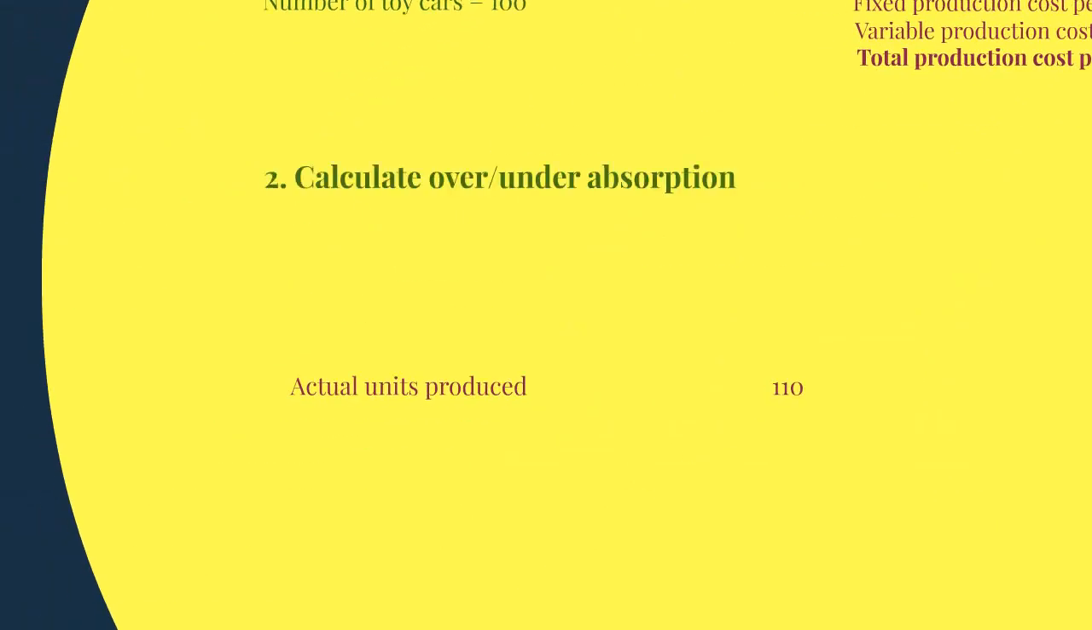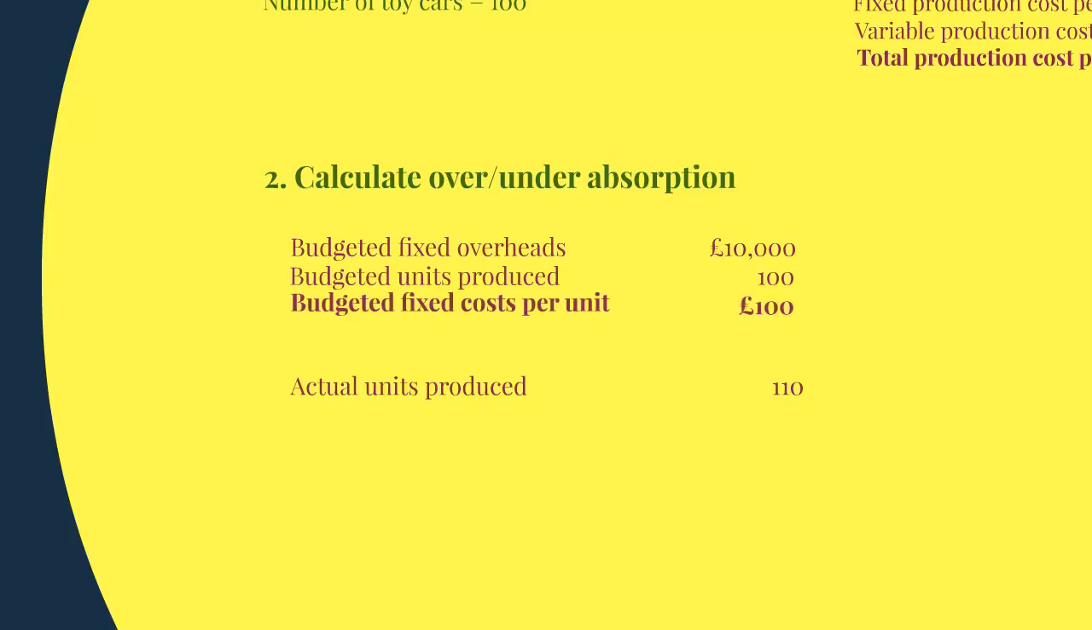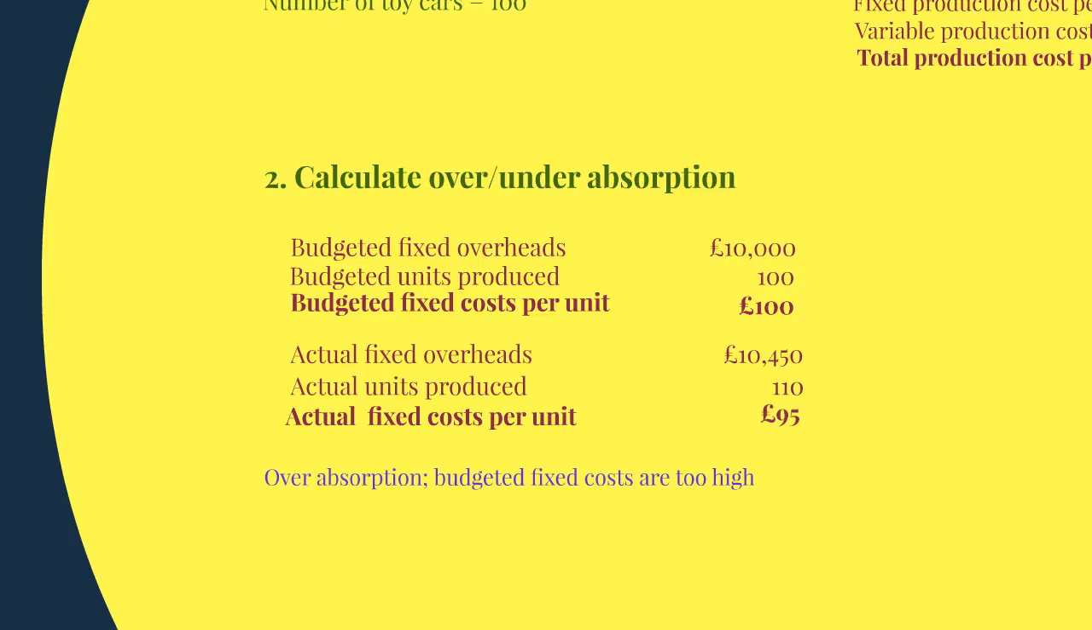Now next we need to calculate the under or over absorption rate. So we have our budgeted overheads of £10,000, we produce 100 units, and so our budgeted fixed costs per unit are £100. But you'll see here this figure I've left out is actually we produced 110 units. And our actual fixed overheads weren't £10,000, they were £10,450. So actually our fixed costs per unit were £95. And so we can see that the budgeted fixed costs were too high. They've been over-absorbed. We've absorbed them into our production costs at a rate that will give us a too high a figure.